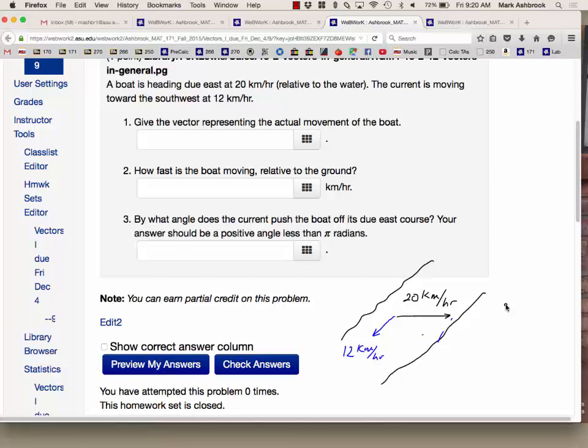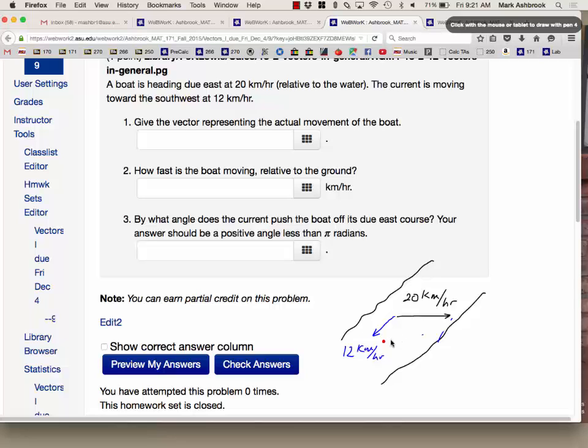So the actual movement of the boat, what they're talking about is relative to the ground. So the water has a pull on the boat, 12 kilometers to the southwest, and then the motor of the boat is saying, I want to go 20 kilometers per hour east. So then what's the result? It's what you would get if you added those two vectors together. There's the two influences on the boat, the water's influence, and the motor and the steering's influence. So you add those together to get the resultant direction and speed of the boat.